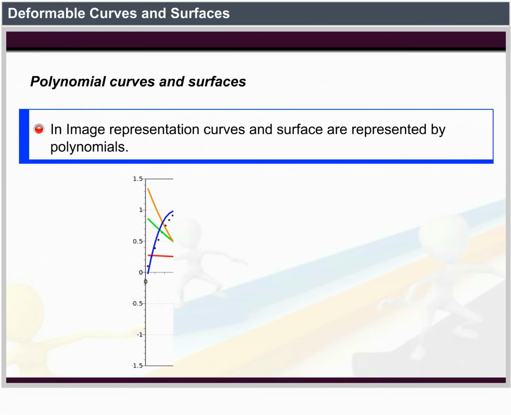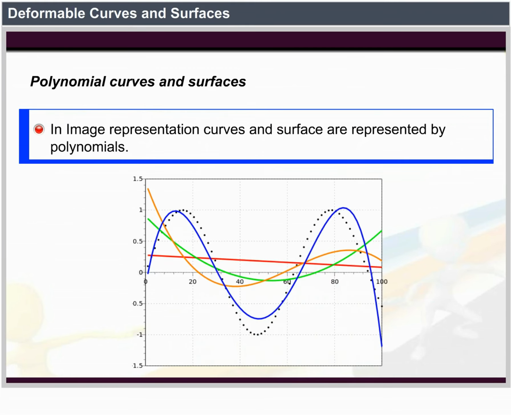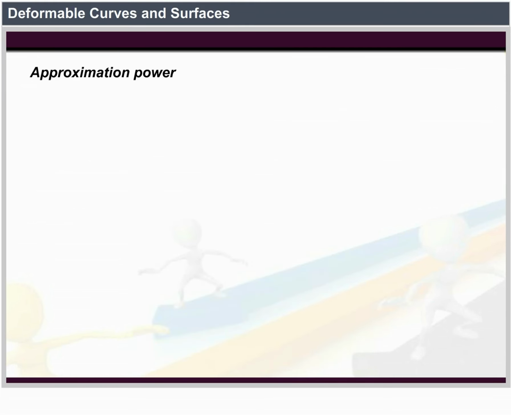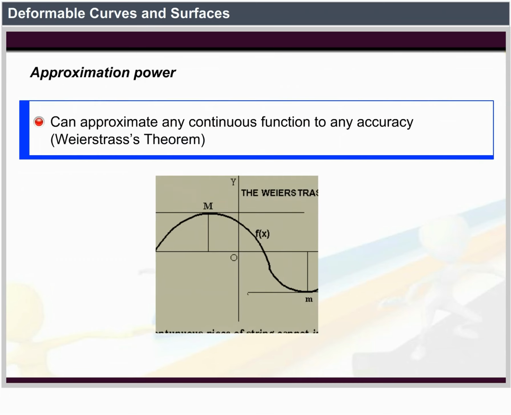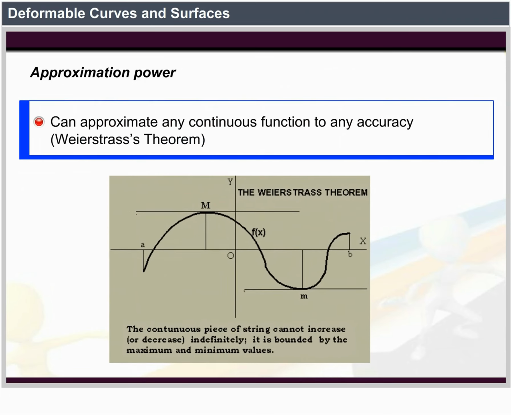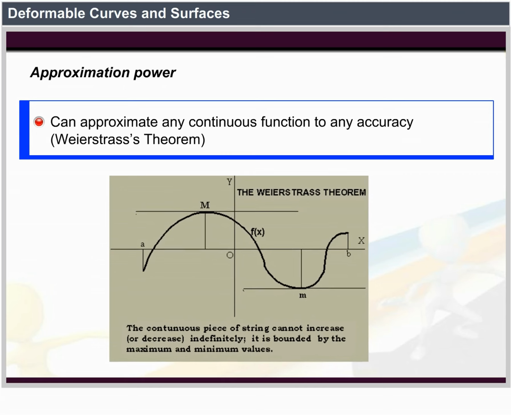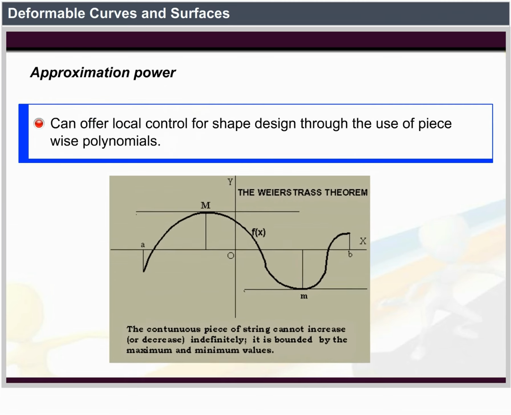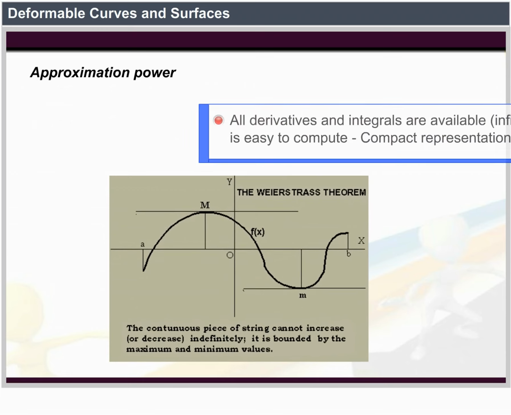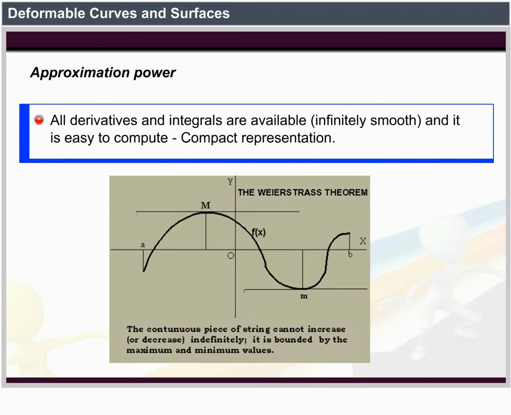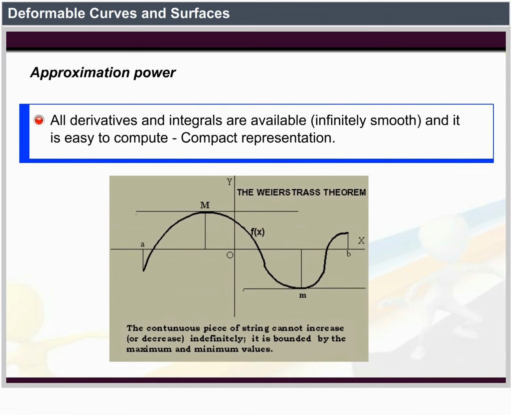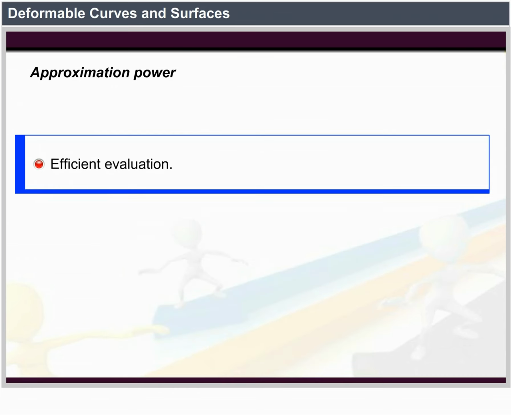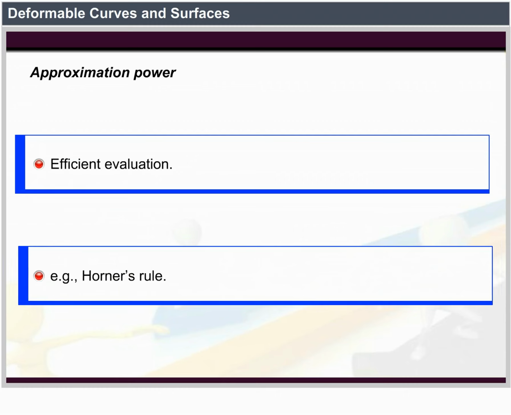In image representation, curves and surfaces are represented by polynomials. Approximation power: polynomials can approximate any continuous function to any accuracy, by Weierstrass's theorem. They can offer local control for shape design through the use of piecewise polynomials. All derivatives and integrals are available, infinitely smooth, and easy to compute. Compact representation. Efficient evaluation, for example, Horner's rule.